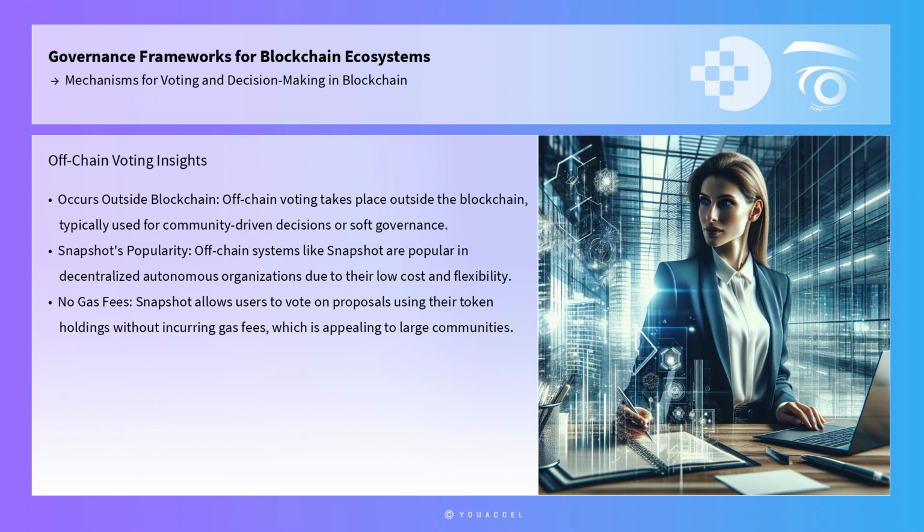Off-chain voting, on the other hand, occurs outside the blockchain and is often used for community-driven decisions or soft governance issues. Off-chain systems, such as Snapshot, have gained popularity in decentralized autonomous organizations for their low cost and flexibility. Snapshot allows users to vote on proposals using their token holdings without incurring gas fees, making it an attractive option for communities with large numbers of participants.